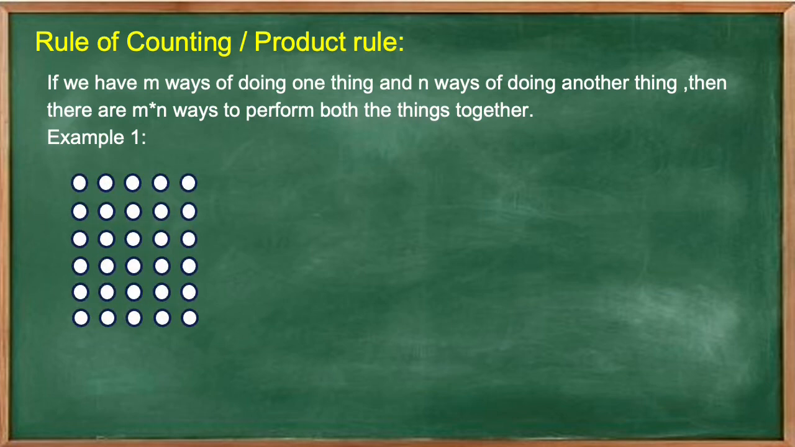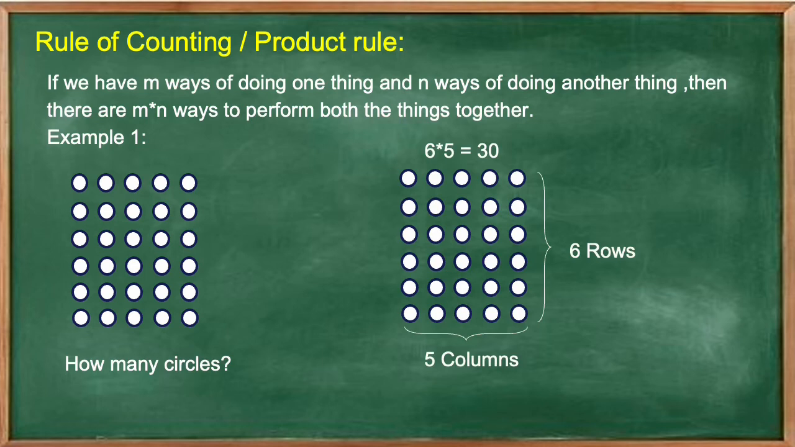So let us understand this with some real life examples. Look at this picture. How many circles do you see? I doubt you counted each circle. Instead of counting each circle, you would have noticed that there are 5 columns and 6 rows, and you must have multiplied both to get the answer. So the answer is 5 into 6, that is 30 circles. And this is nothing but the rule of counting.